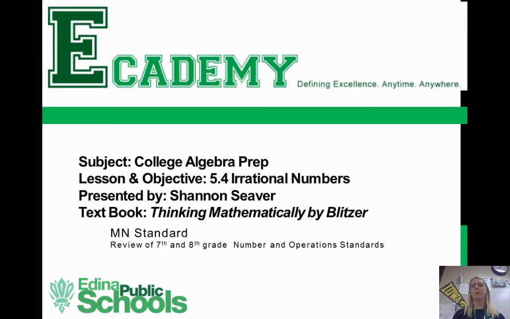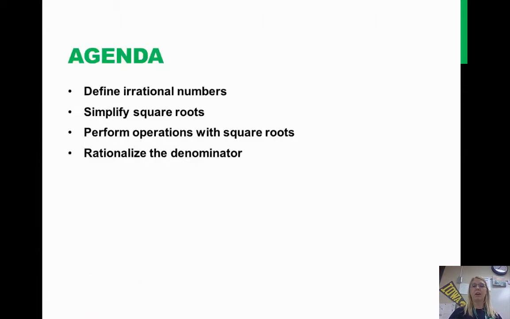Today we're looking at irrational numbers. This is part one of a two-part video. On our agenda for today is to define irrational numbers and to simplify square roots. We're going to perform some operations with square roots, but then we're going to save part of that for the next video, as well as rationalizing the denominator, which will be in the next video.